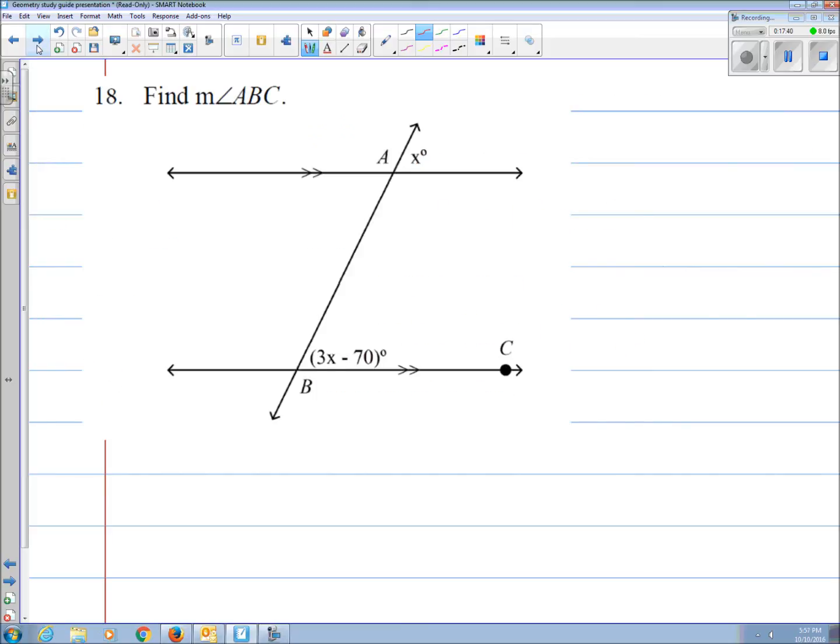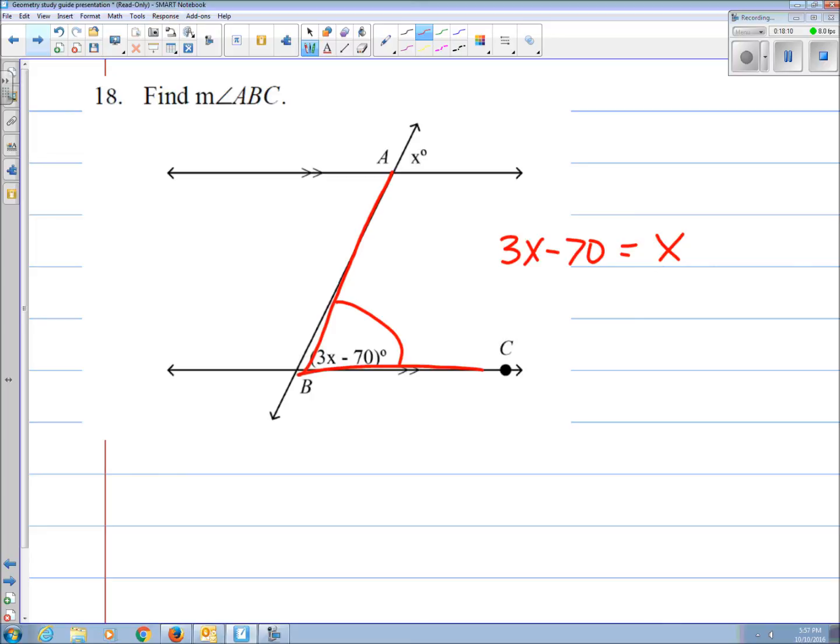Find the measure of angle ABC. So start at A, go to B, go to C. So it's asking for this angle here. It gives us an angle, but to find the actual measure of that angle, we need to find what x is. Since I know those two things are corresponding angles, and we know corresponding angles are congruent, I know those measures are equal. So 3x minus 70 should be equal to x.